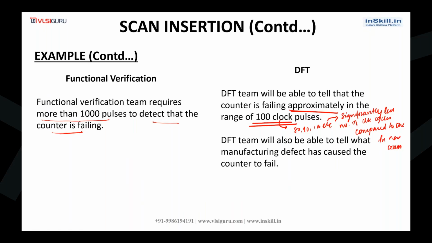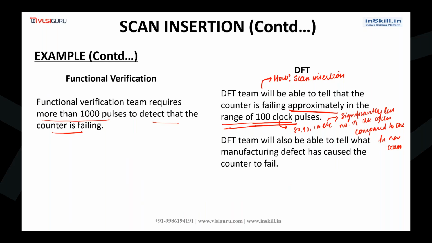Now how? How is the DFT team able to tell that the counter is failing in significantly less number of clock cycles as compared to the functional verification team? It is because the DFT team goes for a technique called scan insertion. Because of that, we will be easily able to control and observe our circuit. That is how, in this example, we are able to tell that the counter is failing approximately in the range of 100 clock pulses itself.